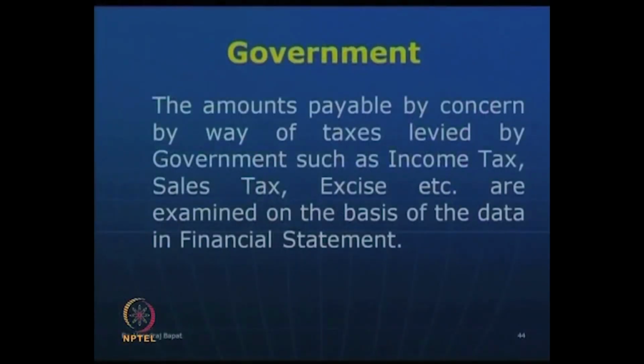The fourth major stakeholder is government. Now, government again you can think of in two ways. One, as a taxation authority, you have income tax, sales tax, excise, a variety of taxation authorities, and they want to examine the financial data because they want to charge tax on it. So on the profit, income tax is charged, on the sales, sales tax is charged, on the manufacturing, excise duty is charged, or on the services provided, service tax is charged.